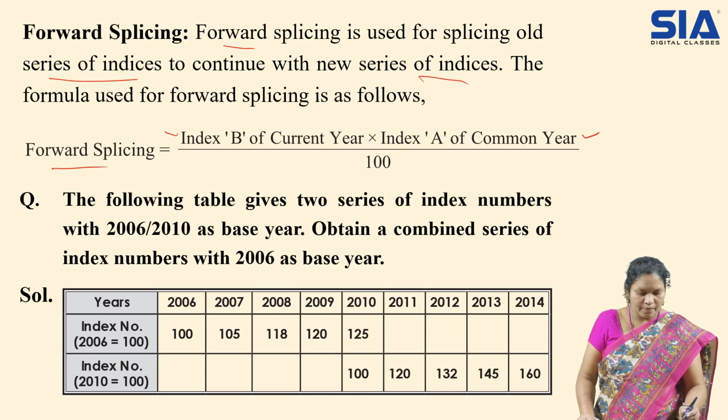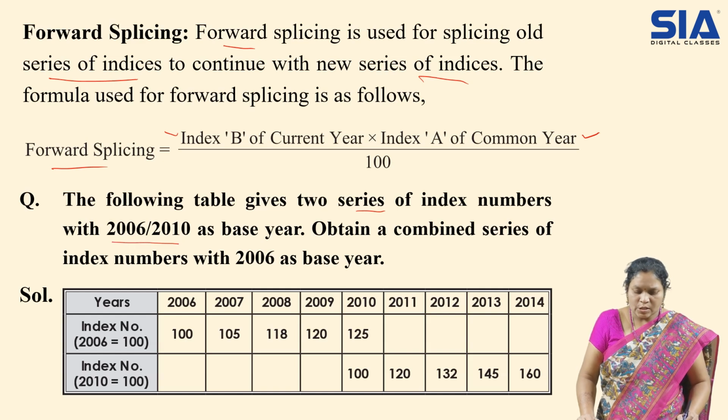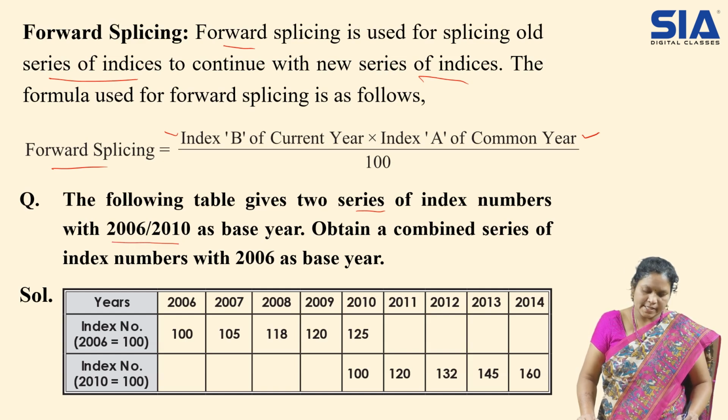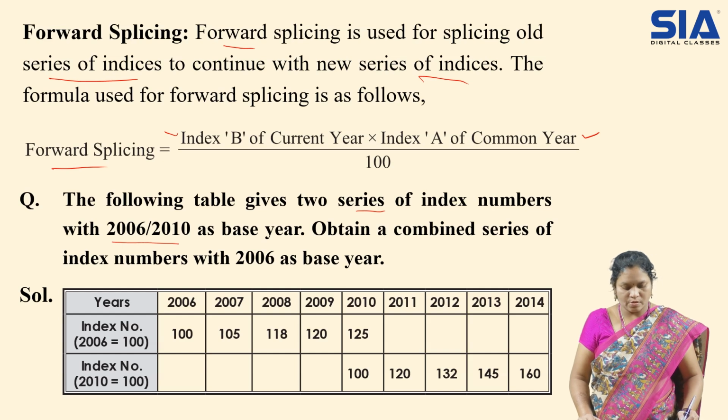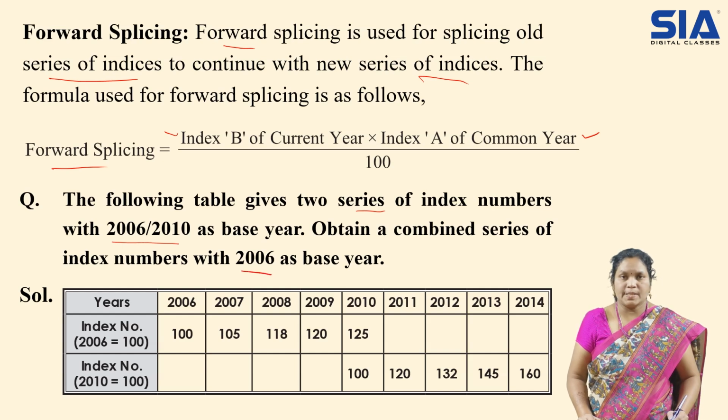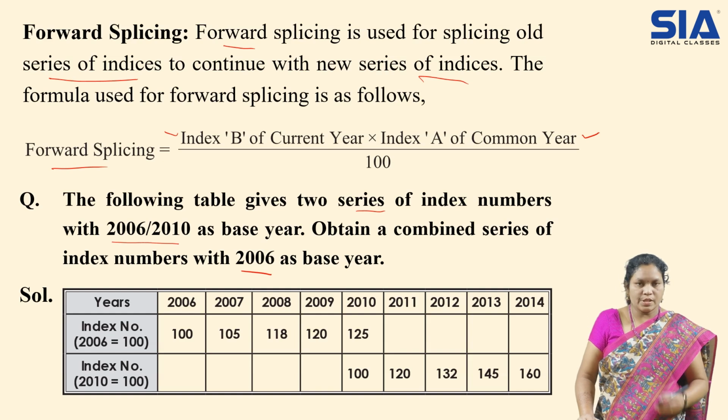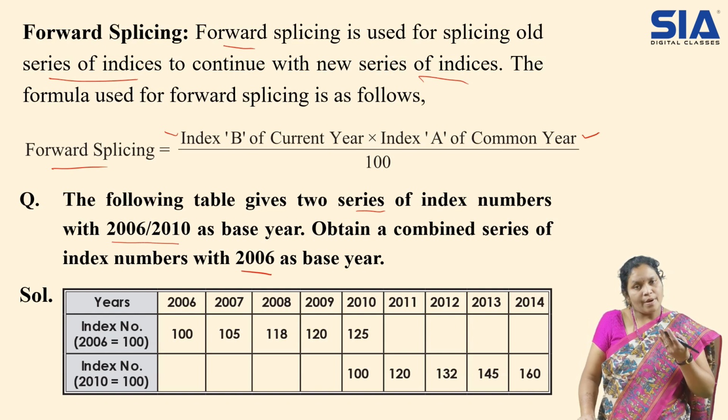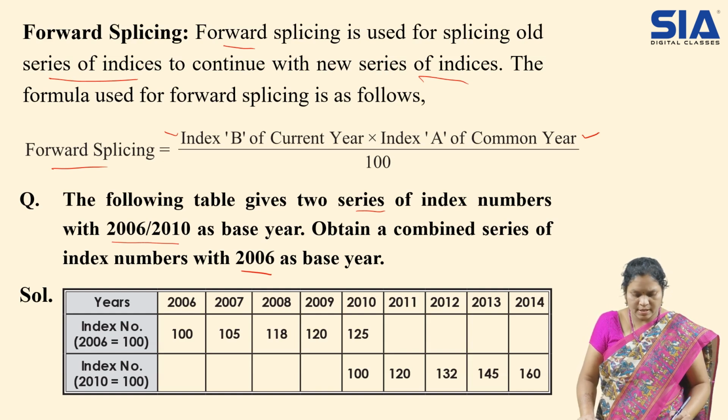So here is a problem we have. Check it out. The following table gives two series of index numbers with 2006 and 2010 as base year. Obtain a combined series of index numbers with 2006 as base year. So 2006 they mentioned here as the base year. Yes, the first year we'll call the base year. From that we have to splice the series.